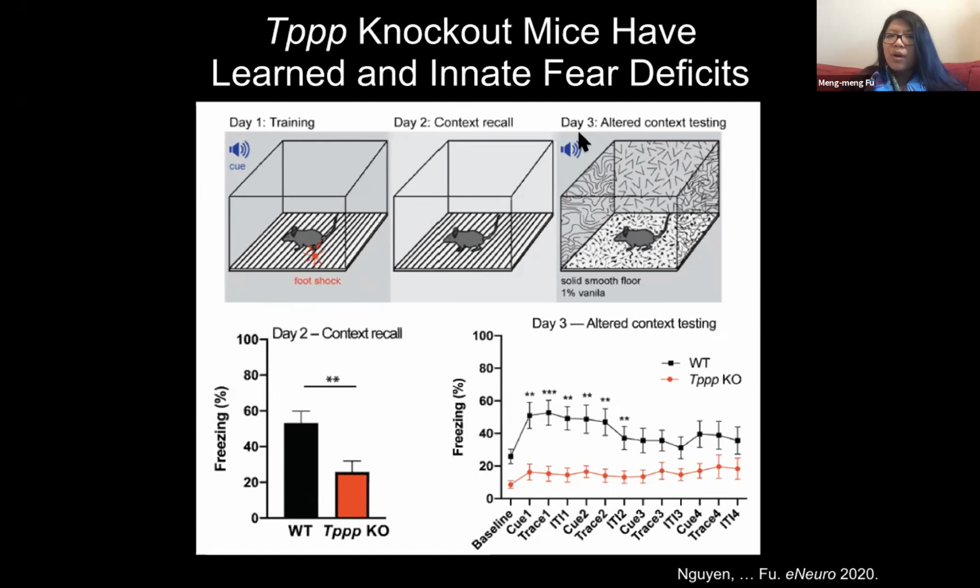So we can measure their recall of these separate stimuli, the chamber and also the tone, by looking at the freezing response. And here you can see that the TPPP knockout animals have a much reduced freezing response on day two. And on day three, we see that they again have a much reduced freezing response when the tone is played back to them. So this indicates that in this memory-dependent fear assay, the TPPP animals are really defective at remembering the context in which they were shocked.